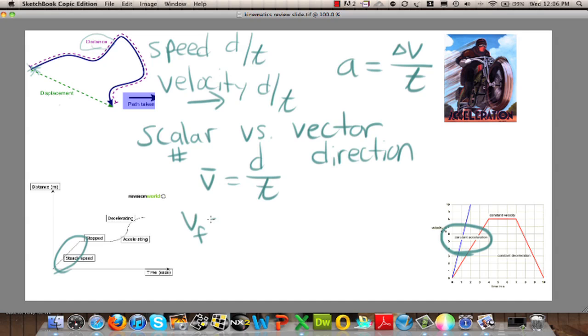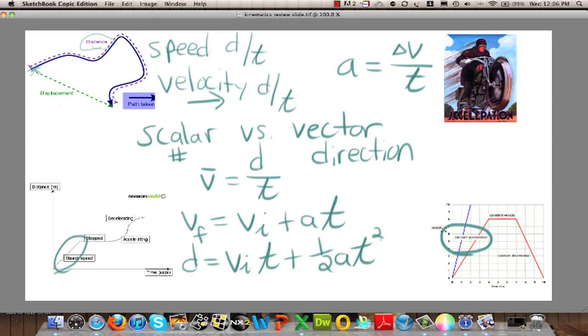And our first one we looked at was VF equals VI plus AT. Final velocity equals initial velocity plus acceleration times time. And our second one, distance or displacement, is VIT plus 1/2 AT squared. Nice about this one is oftentimes we're starting from rest and this cancels out. And lastly, we used VF squared equals VI squared plus 2AD.